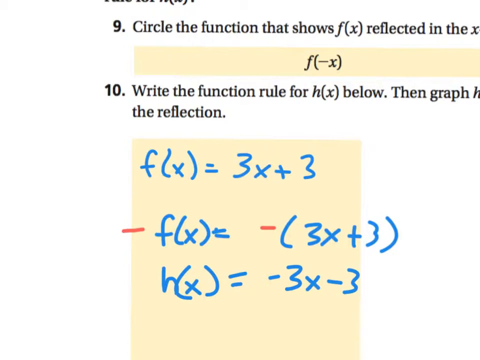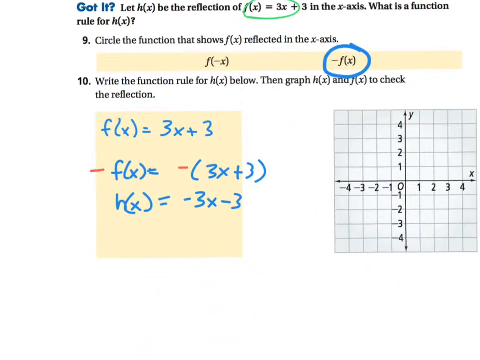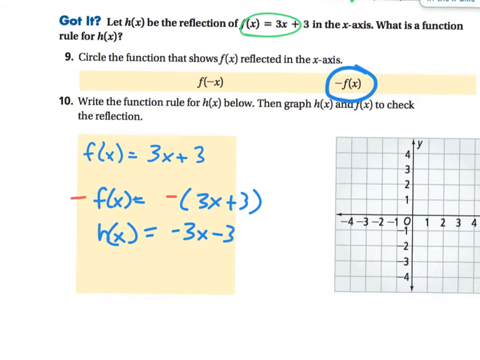and this is my function rule. And that's it. So I put a negative outside and simplified if I could. So in this case, the only simplification was distributing. Sometimes simplifying would be moving the x around or something like that. All right, so number 1, it says, write the function rule for h of x. So I did that.